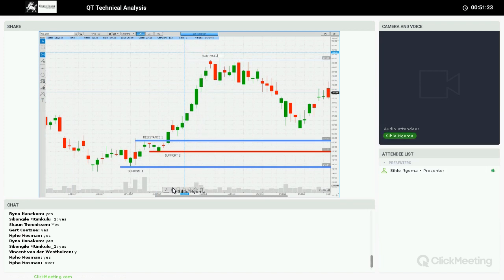That is going to be my resistance 2 on that blue line there. So as you can see, I have support 1 on the share. I have support 2 on the share. I have resistance 1 on the share. And then I have resistance 2 on the share.